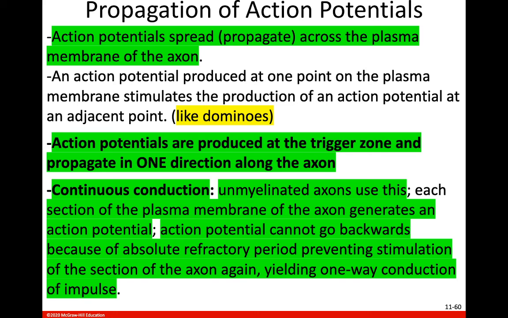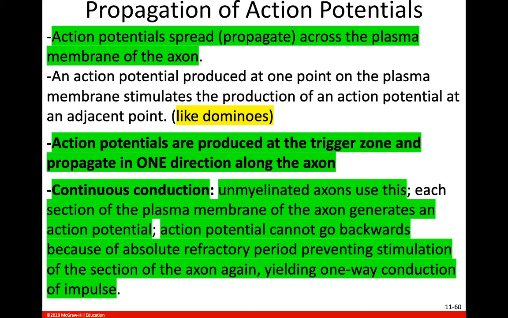They cannot go from the trigger zone back up toward the cell body and the dendrites because of that absolute refractory period. Once you have an action potential in that trigger zone, the action potential has to move down the axon toward the axon terminal. It cannot move back up toward the cell body and the dendrites because you have that absolute refractory period in that trigger zone. Once it's generated one action potential, it cannot generate another one until that repolarization phase is over.